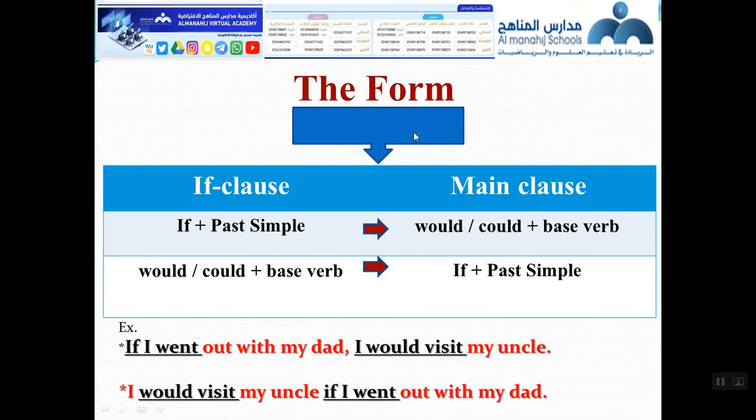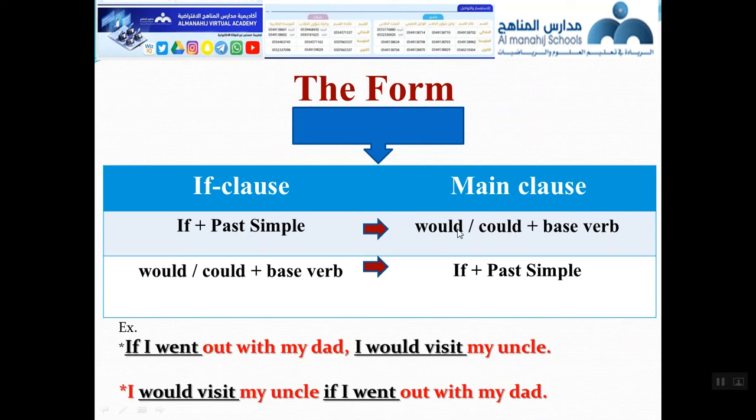Now let's go to the form of conditional 2 or type 2 of if. The first part is called if clause, and the second part the main clause. If I start with if, I use past simple tense, not present as in conditional 1. But here I use past simple, verb 2, verb plus ed, like played, watched, cooked, and so on. Or the irregular verbs like wrote from write, got from get, and so on.